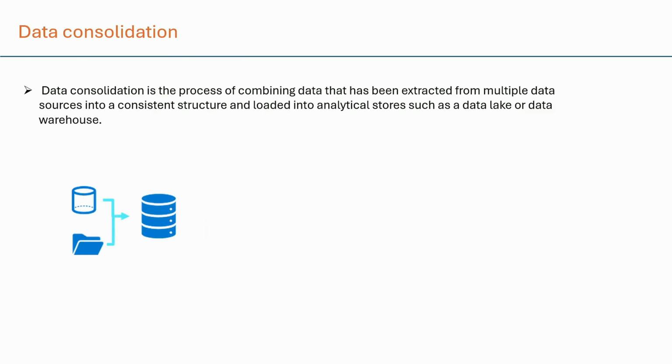Inside this data consolidation, we talked about how to extract the data and transform the data, so what do we do finally? Once we have the data from multiple data sources, we load the data into something called a data warehouse or data lake storage. We load that data. That is called consolidation. That means you're combining the data that you have extracted and transformed into a consistent structure, and then you load it. That is called data consolidation. So I hope this part is clear, guys. Thank you, everyone.